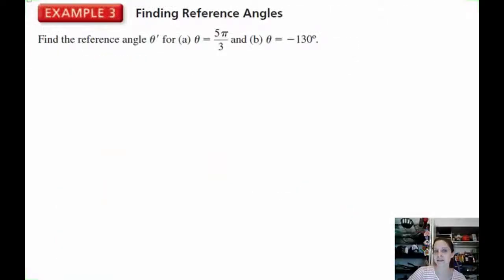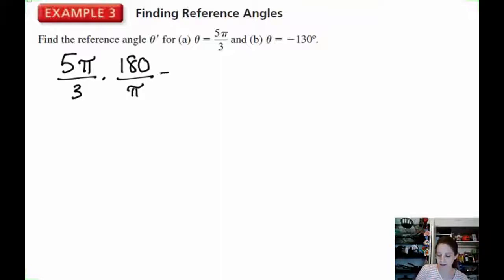Example 3, finding reference angles. Find the reference angle theta prime for theta equals 5 pi over 3. I prefer to translate these all into degrees. So I multiply by 180 over pi because I'm more used to working in degrees. Get rid of pi. This is really 60. So I have 300 degrees.